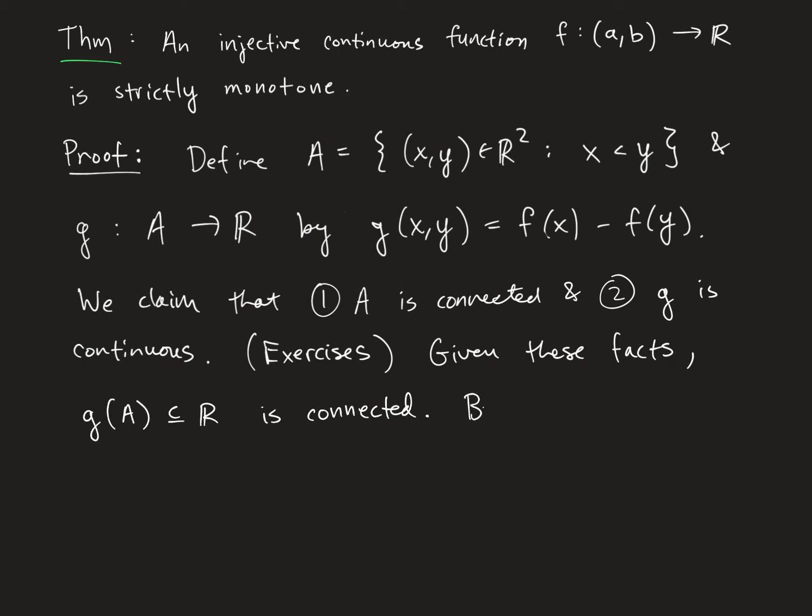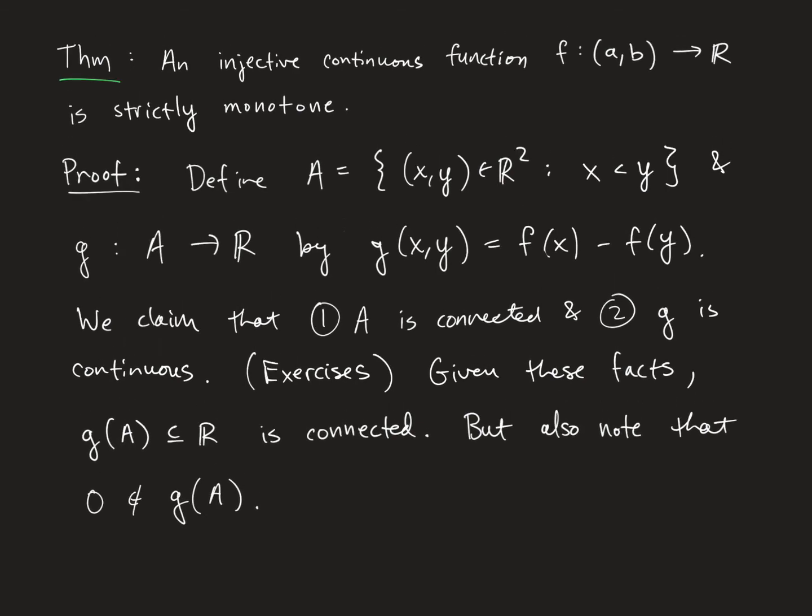But also note that 0 is not an element of G of A. And that is because F is an injective function. If G were ever 0, that would say we had 2 different points, x less than y, such that f of x equals f of y, and that would contradict injectivity. And so this is because F is injective.